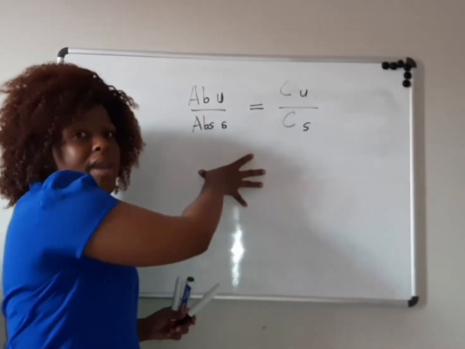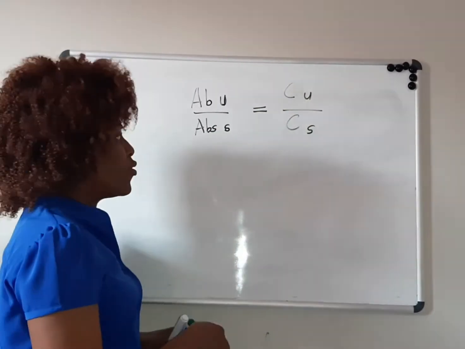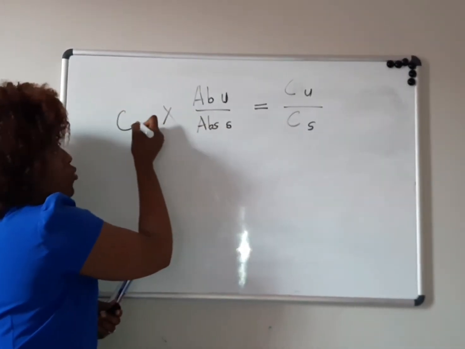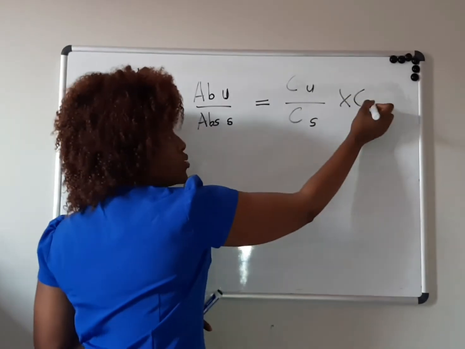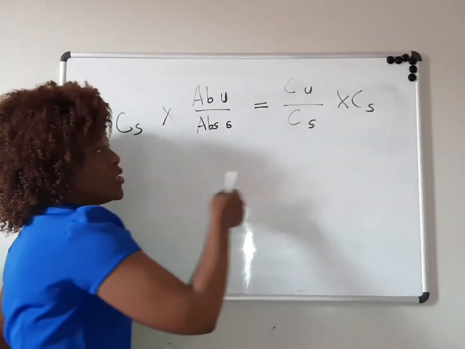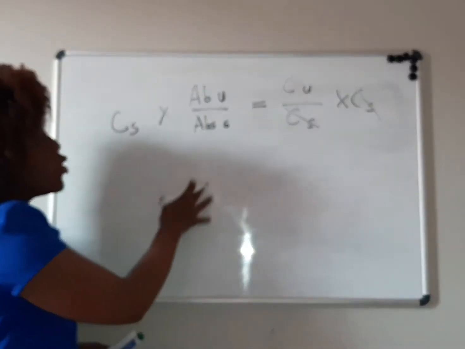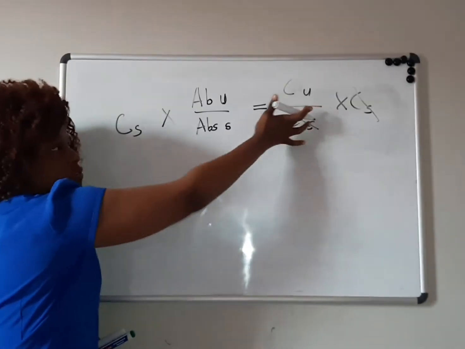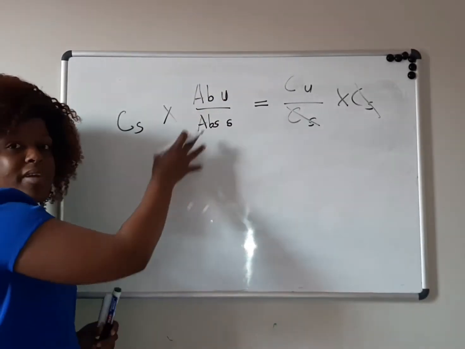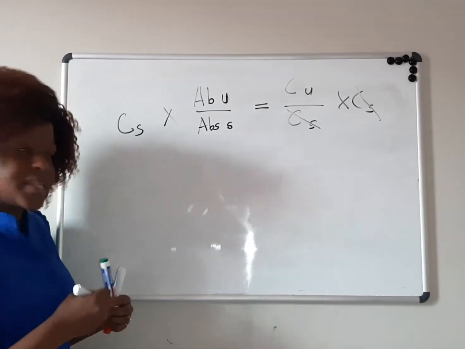Okay, so to make the concentration of an unknown the subject of the formula, we can multiply by the concentration of a standard on both sides, because with mathematics, whatever you do on the left hand side, you must do on the right hand side. Then this will cancel that, and you'll be left with the concentration of an unknown is equal to the absorbance of an unknown divided by the absorbance of the standard multiplied by the concentration of the standard.